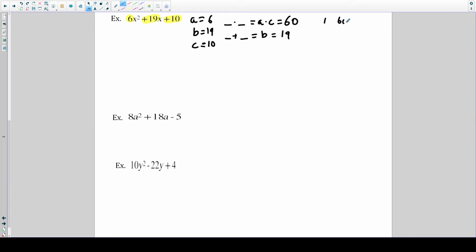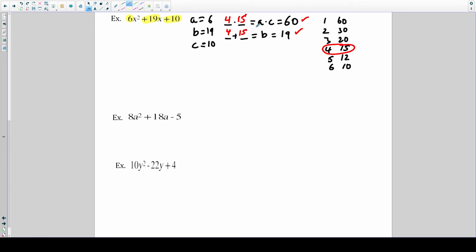So we've got 1 times 60, 2 times 30, 3 times 20, 4 times 15, 5 times 12, and 6 times 10. We can see if any of these pairs match up to give us a product of 60 and add up to 19. In this case, it's going to be 4 and 15. What I'd like to do is fill in the blanks here. 4 times 15 gives us 60, so that works. And 4 plus 15 gives us 19.